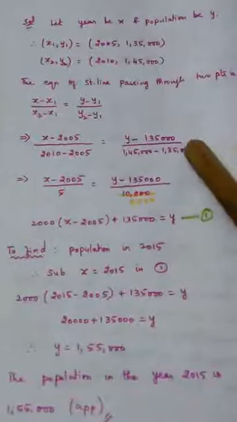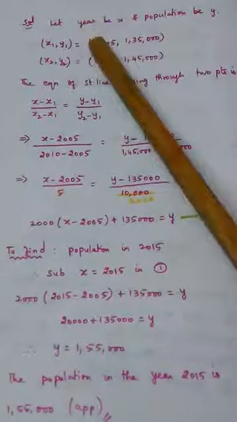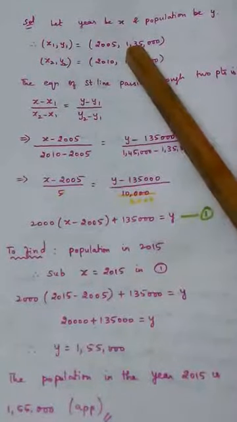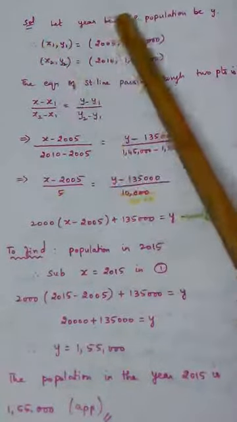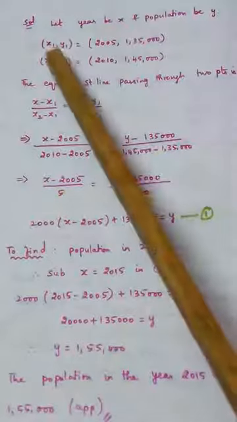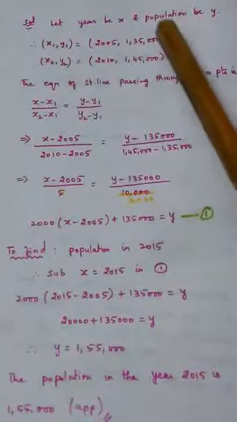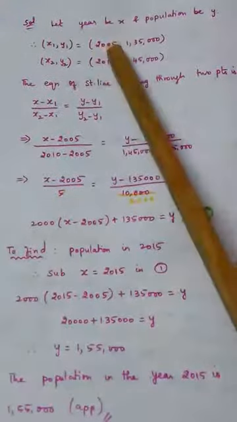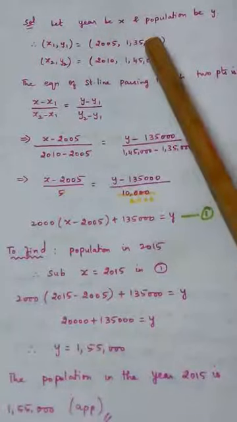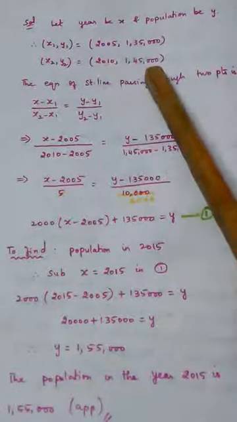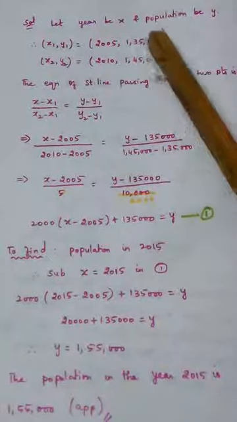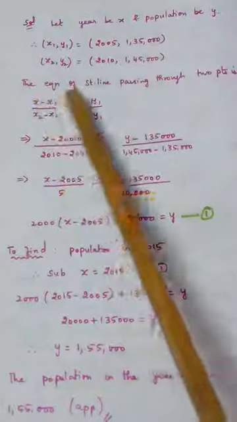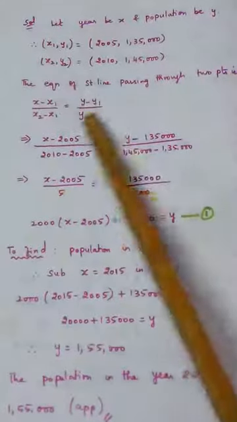And what we are going to do next is find the equation of the straight line passing through these 2 points. Try to understand what I am telling. First, x denotes year and y denotes population. Therefore, from the given question, we got 2 points, x1, y1 and x2, y2. In 2005, this is the population; in the year 2010, this is the population. Next we are going to calculate the equation of the straight line passing through these 2 points, so we write the formula.